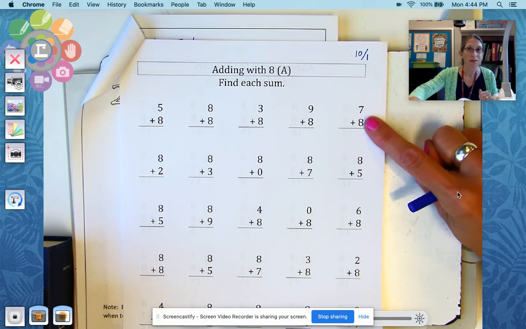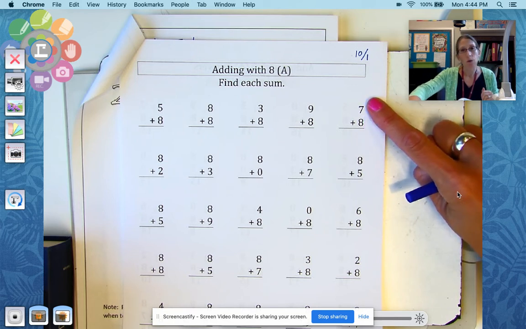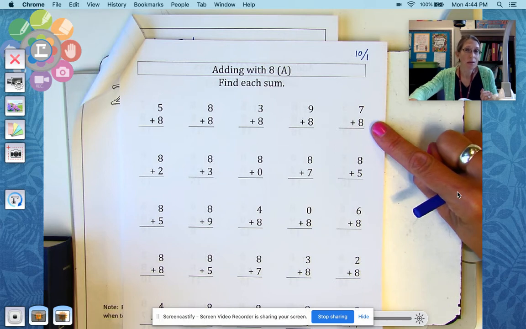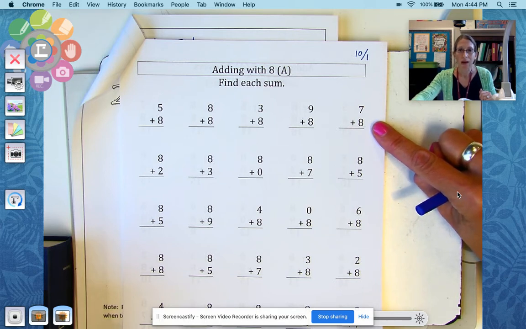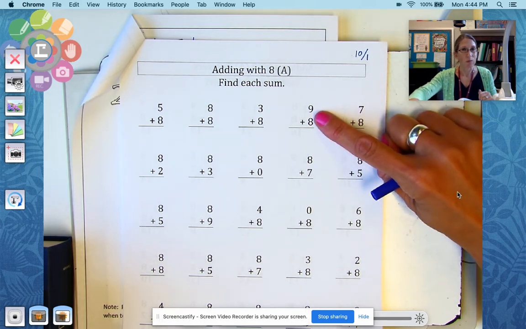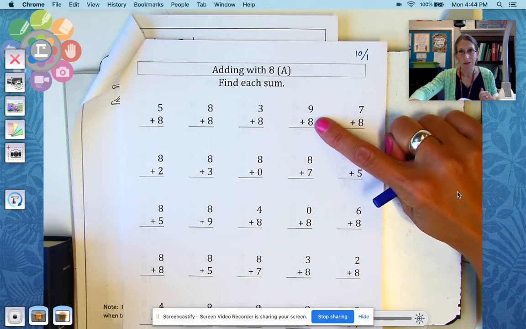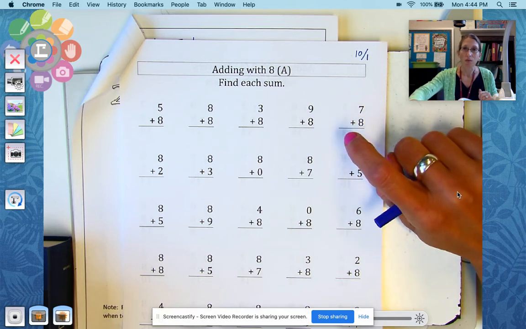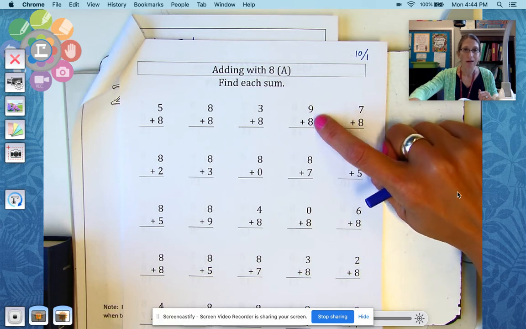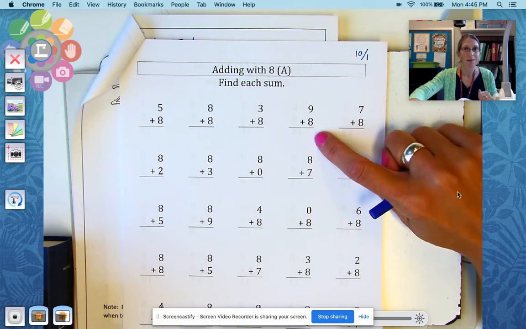We know 7 plus 7 is 14. We know 8 plus 8 is 16. So kind of think about your doubles facts to help you if this is one that's kind of tricky for you. Same goes for this one. If you know 8 plus 8 is 16, you know 9 plus 9 is 18, you can use those doubles facts to help you. So then 9 plus 8 would be 17.